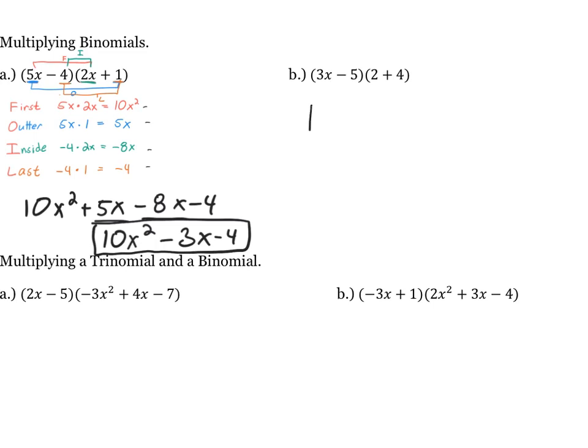So this, instead of the FOIL method, is called the box method, right? We're basically saying that we have 3x minus 5, and we're multiplying, I'm missing something here. This should be a 2x. Multiplied by 2x plus 4. We call this a box method because we're essentially finding the area of this box. It's just that we have an expression instead.